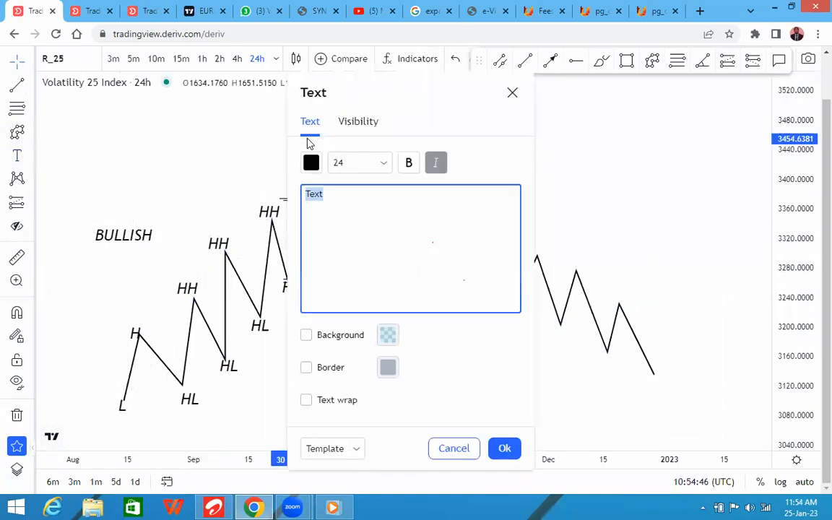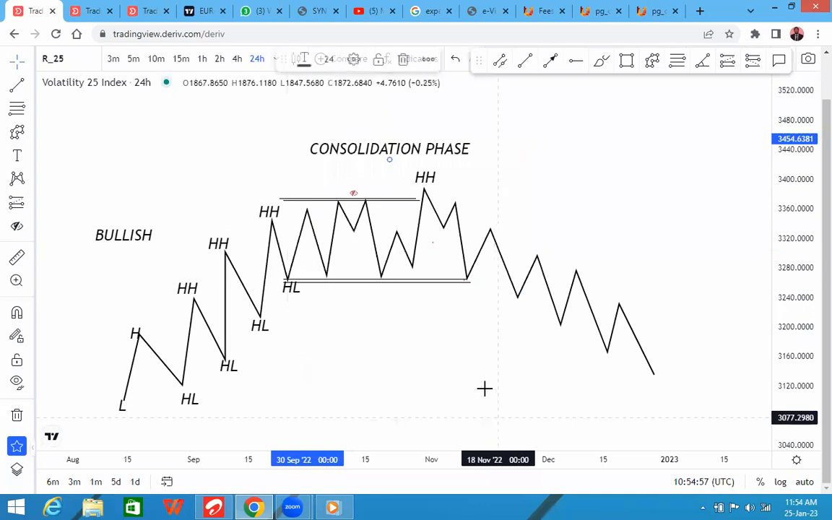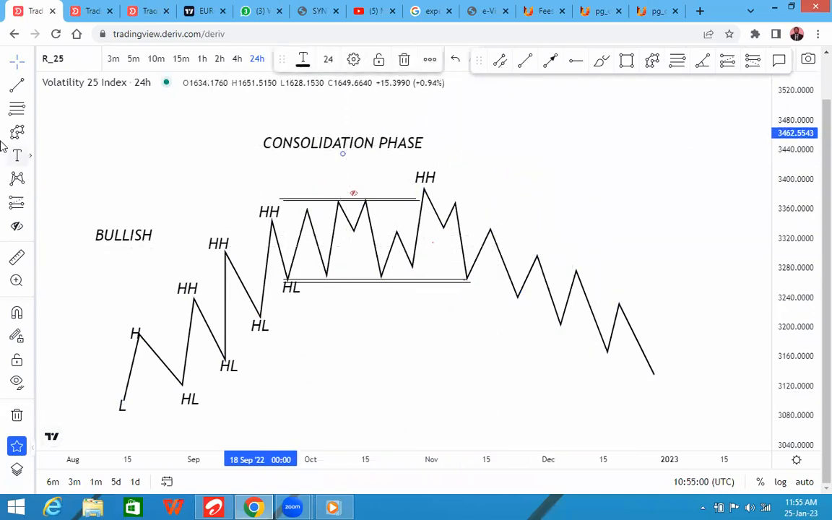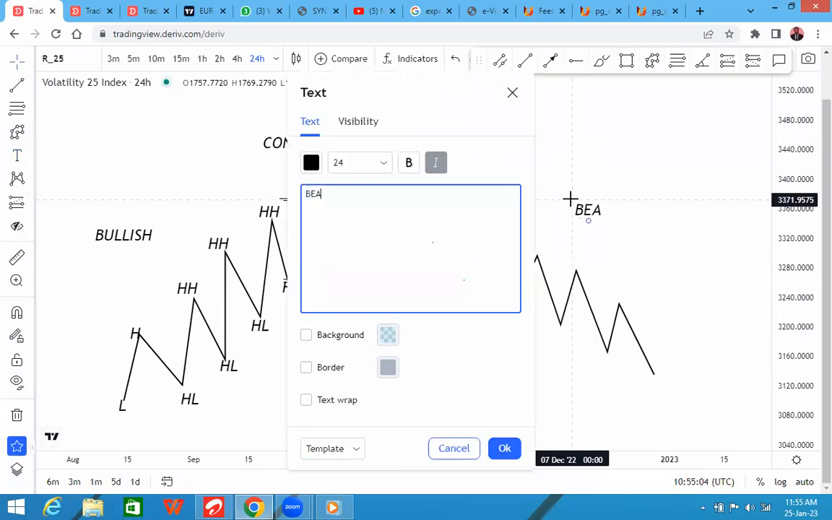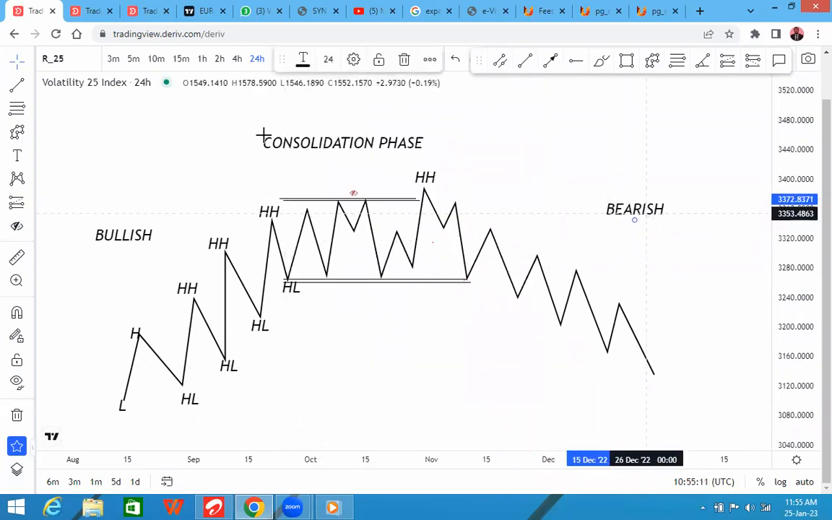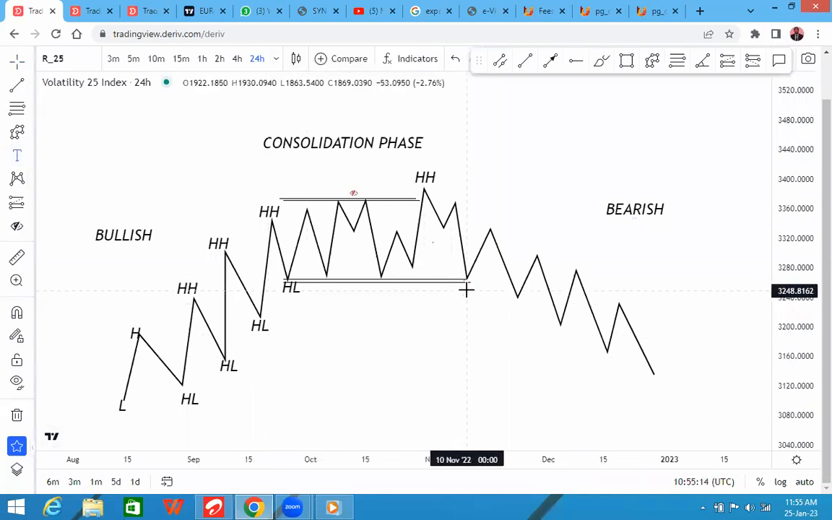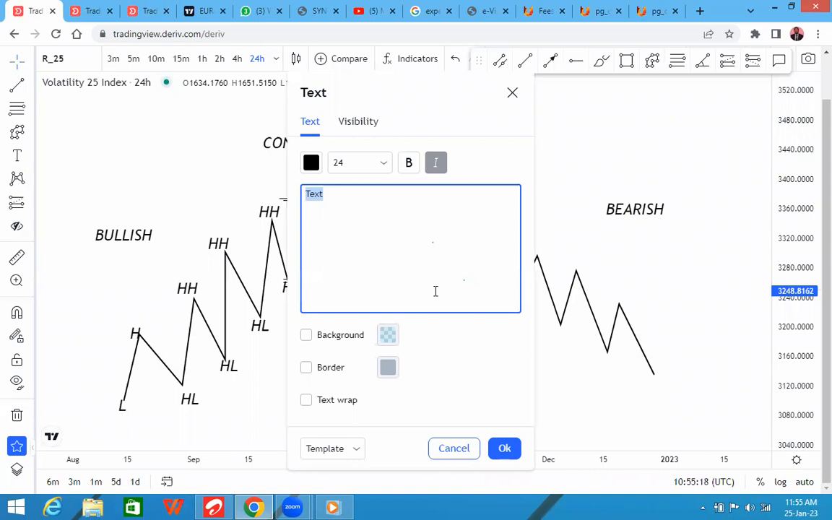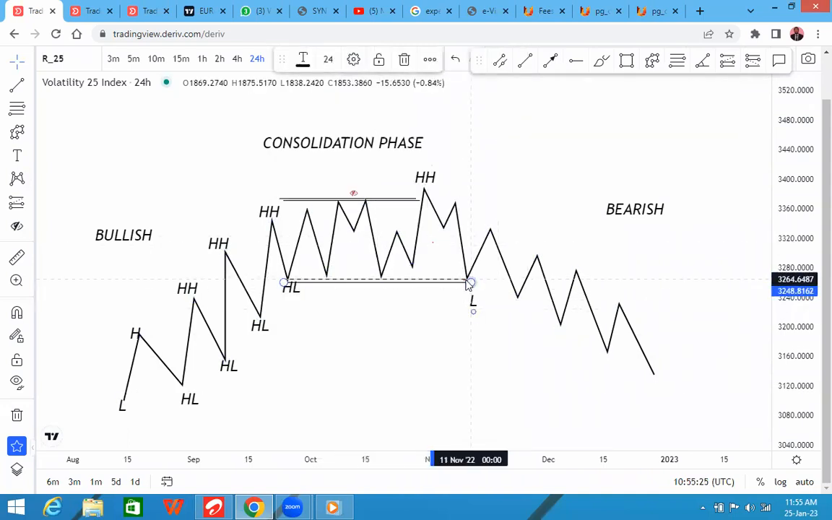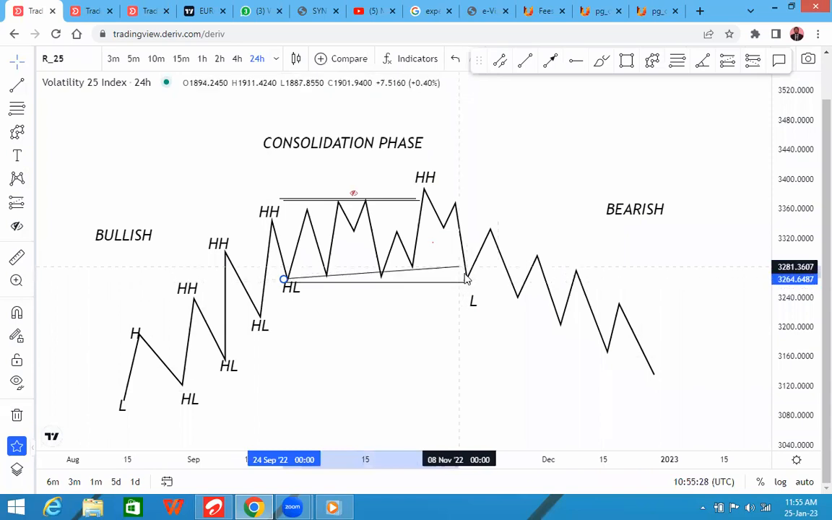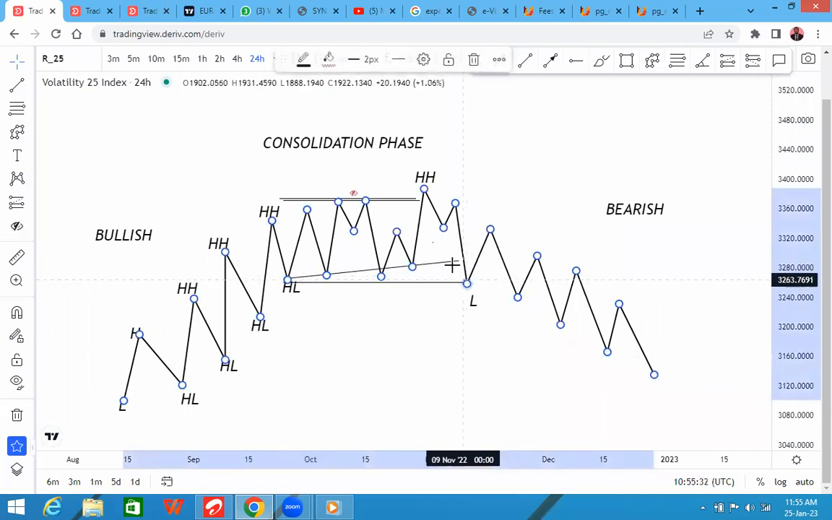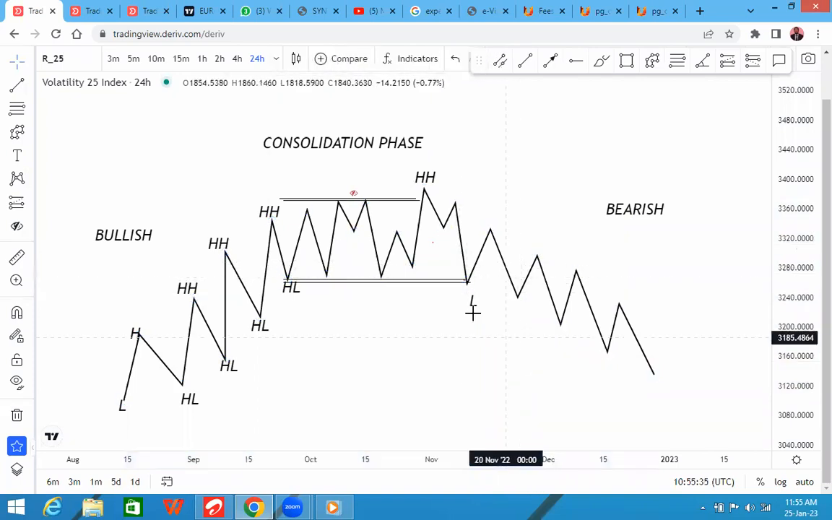This is a consolidation phase. This consolidation phase, and then this is the bearish phase, the bearish trend. This is bearish. So at this side, what are we expecting? This is a low for me, because on this place, price came to. So this is a low for me.